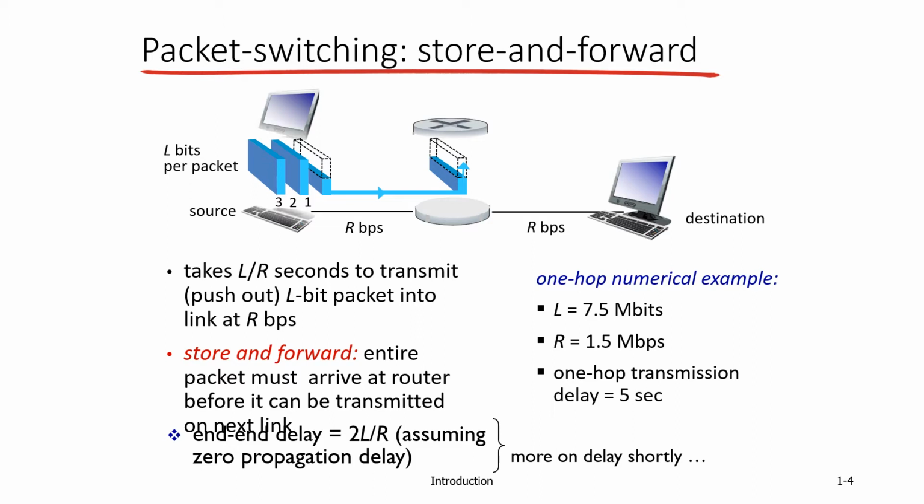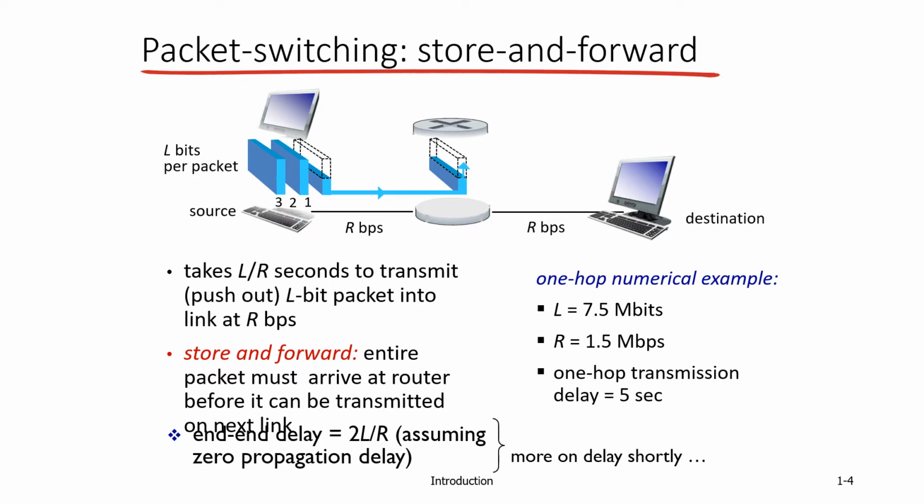We discussed this idea briefly and derived the equation L divided by R as the delay in the previous lecture. It takes L divided by R seconds to transmit or push out L bits of a packet into a link at a transmission rate of R bits per second. It uses store and forward, so the entire packet, all the bits of the packet, must arrive at the intermediate router before it can be transmitted. Once the bits start arriving, we have an internal buffer in the router. That buffer is just a piece of memory that gets filled by that particular packet. Once all the bits of that packet have been received, we can forward it onwards to our destination.